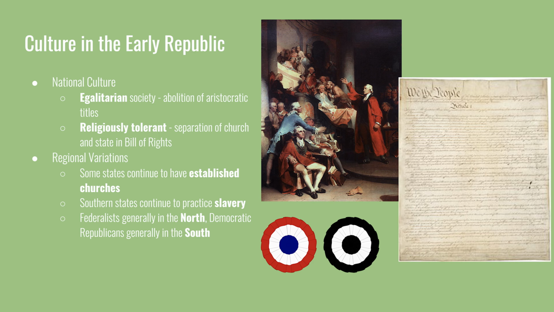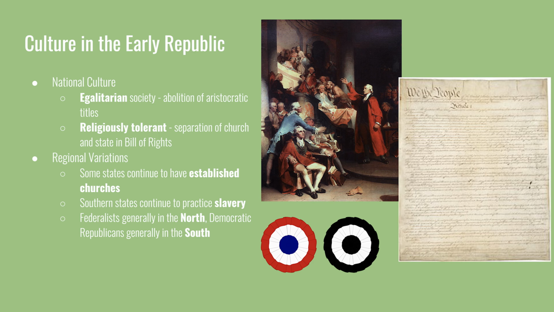Most states have the separation of church and state. Only some states continue to have these established churches. This is where there are regional variations. For example, in New England, there are still established churches. In the South, slavery is still practiced and it's being phased out in the North.